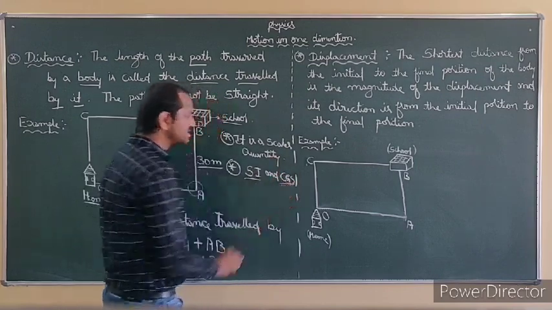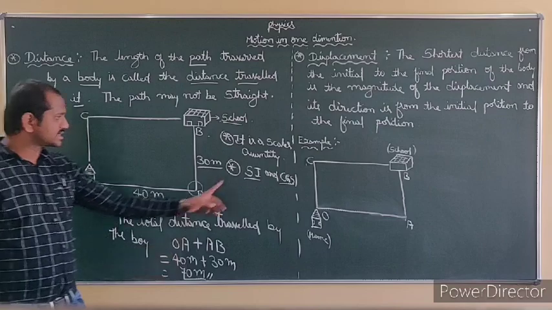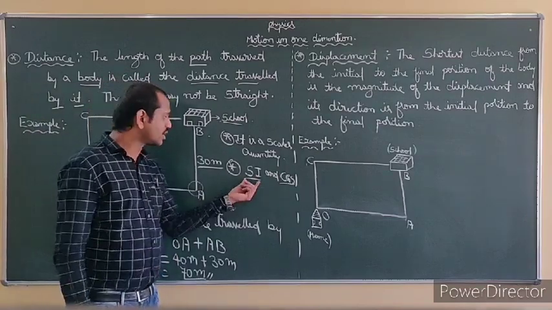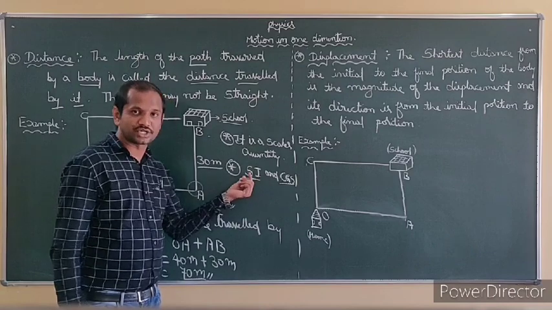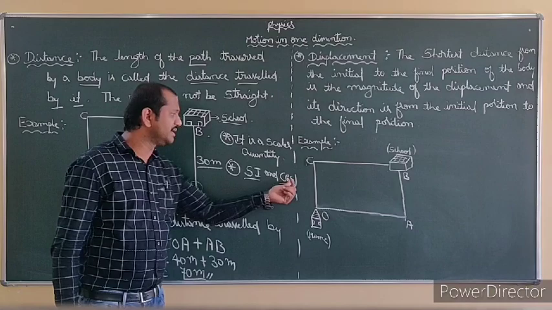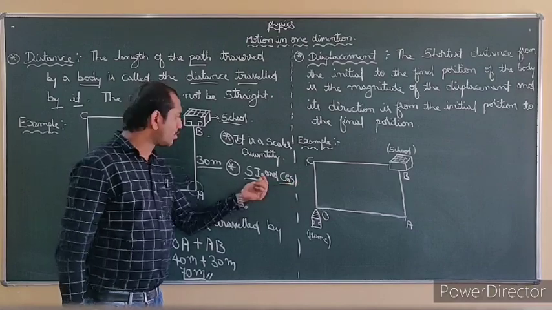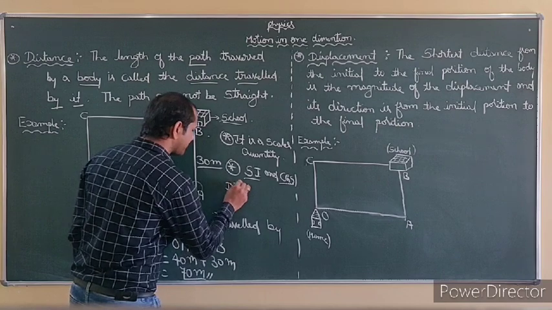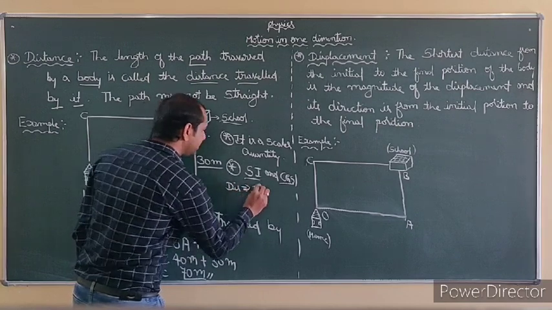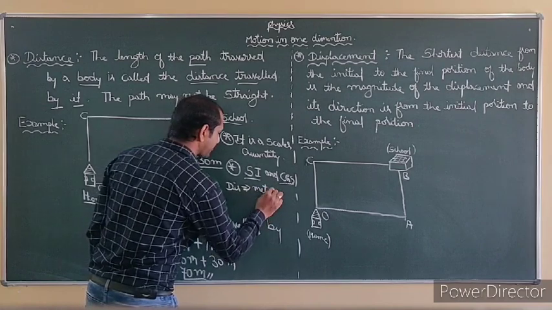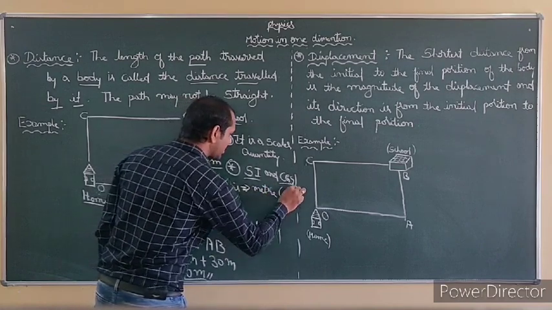So we should know SI and CGS. SI you already know, you have studied in our first chapter, measurement and experimentation. SI is the international system of units. CGS is nothing but centimeter gram second. So what is the SI unit of distance? The SI unit of distance is meter. It is denoted with small m.